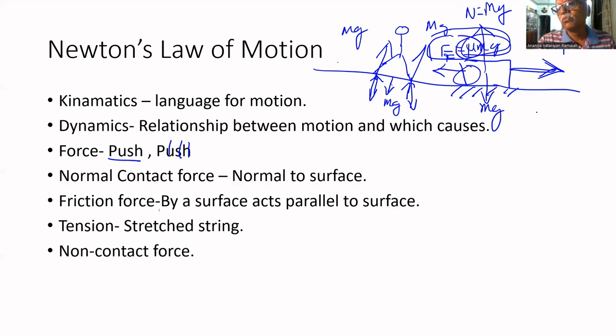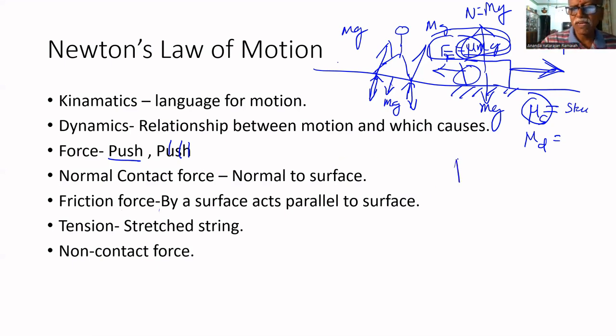This mu has two values: mu static and mu dynamic. Mu static, when it tends to move, is called the static frictional coefficient. Mu d is dynamic. When it is moving, its value is different. That is called dynamic mu.